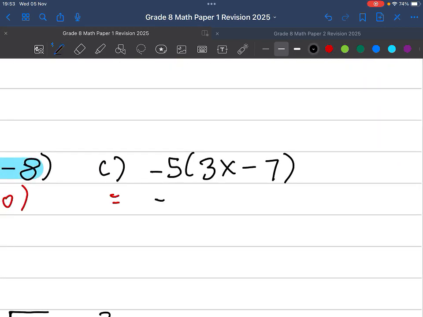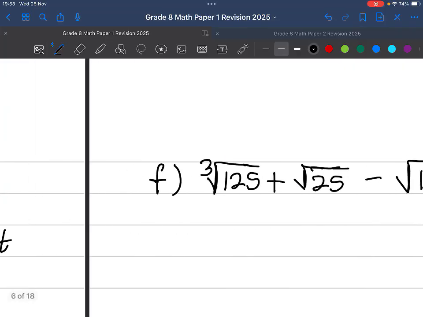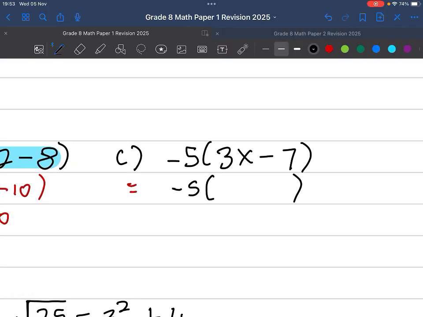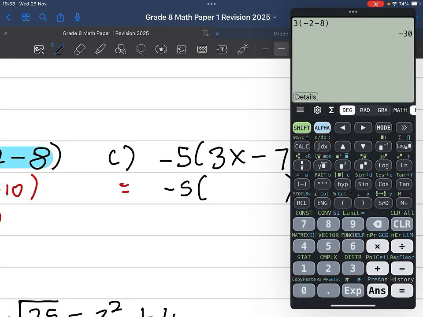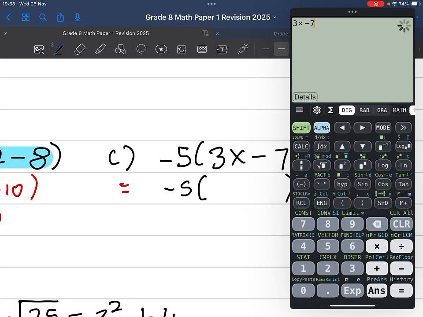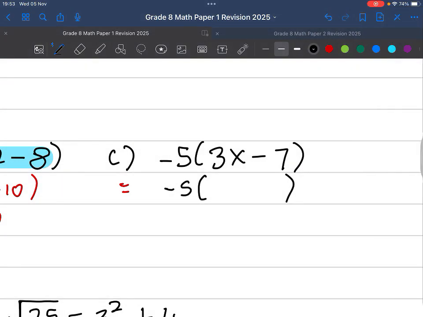This is negative 5 brackets. Here we have 3 times negative 7, which is going to be negative 21. So putting it in your calculator, it gives you negative 21. Straightforward. Notice how I've brought the negative 5 down. The brackets are still here and I'm still continuing.